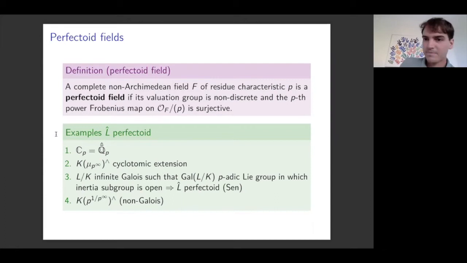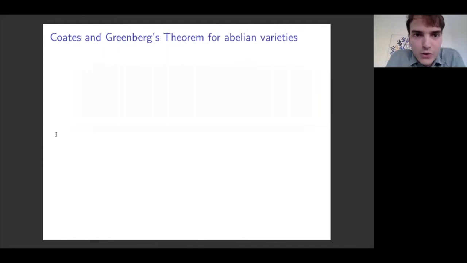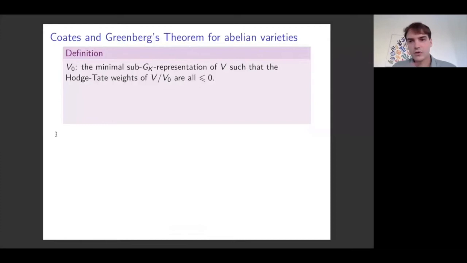Okay, and so now I will review the result of Coates and Greenberg. I need an important definition for the rest of this talk. We have our fixed representation V, and we cut out inside a subrepresentation V_0, which is defined in that way. It's the minimal sub-G_K representation of V such that the Hodge-Tate weights of V over V_0 are all less than or equal to zero. Then we can consider the lattice given by T intersected with V_0, call it T_0. And the inclusion of V_0 inside T_0 now gives us a map in cohomology that I call lambda_L. It will play an important role in the following.